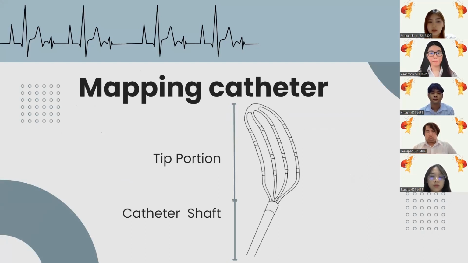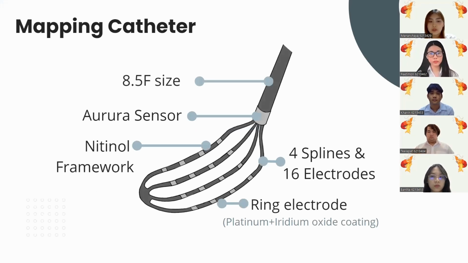The mapping catheter consists of two main parts, the tip portion and the catheter shaft, as indicated in the picture. At the tip portion, it is designed to have 4 splines with 4 electrodes each. The electrodes are ring-shaped, 1 mm in size with 3 mm spacing. Therefore, with this design, it becomes a directionless catheter. The shaft is where the wires will be assembled, and it is designed to be 8.5 French in size.